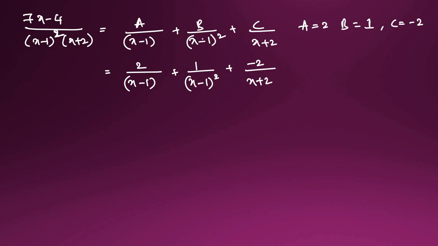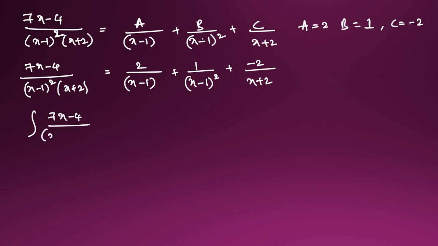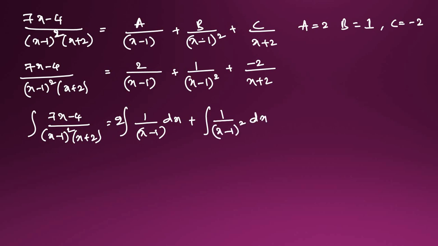So in this question, if we integrate 7x minus 4 divided by x minus 1 whole square into x plus 2, we'll get integral 2 into 1 by x minus 1 dx plus integral 1 by x minus 1 whole square dx, and after that minus 2 into integral of 1 by x plus 2 dx will come here.